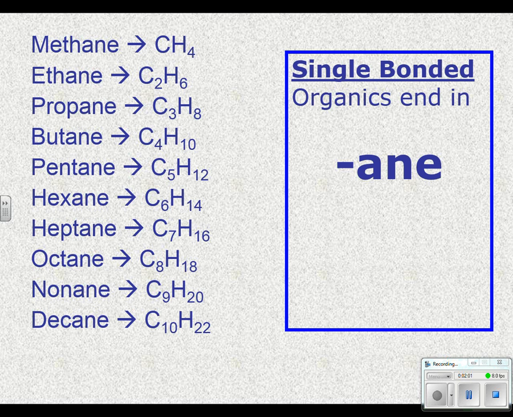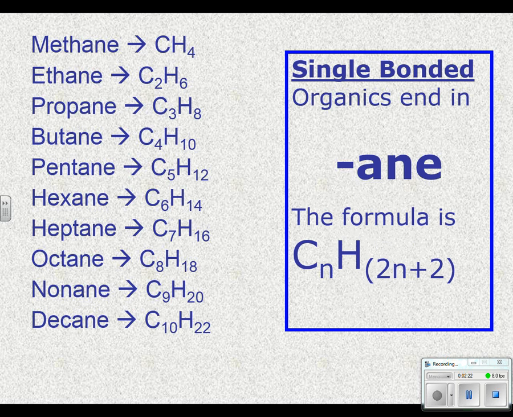The ones that you really have to worry about memorizing are the first ones: meth meaning 1, eth meaning 2, prop meaning 3, and but meaning 4. And sometimes they throw in, instead of ethane, acetylene, and we'll worry about that in a little bit. But the "ane" ending means that it's all single bonds.